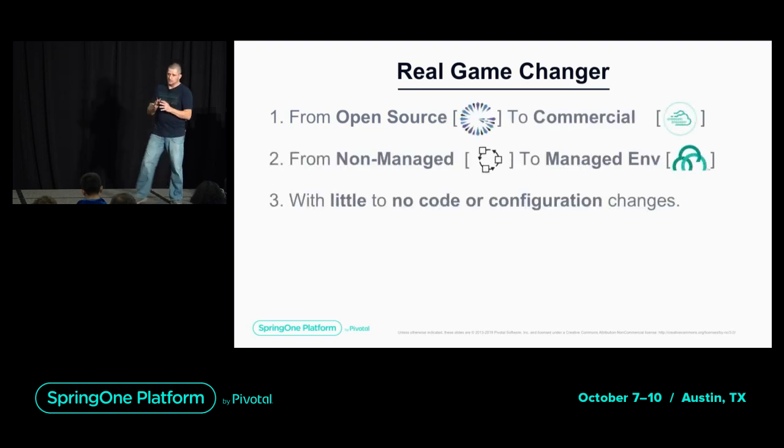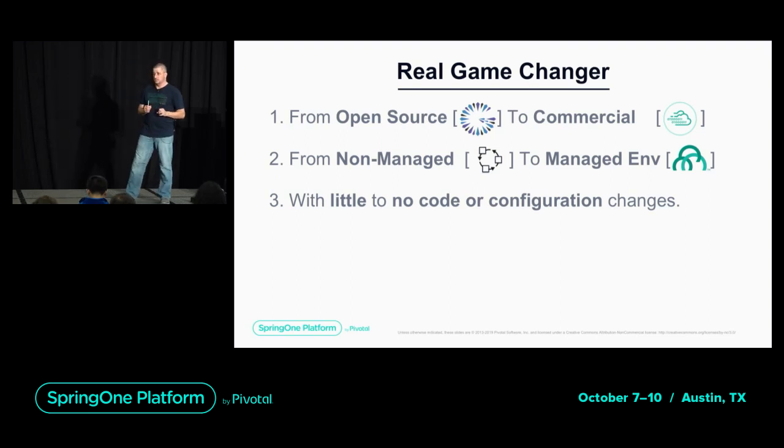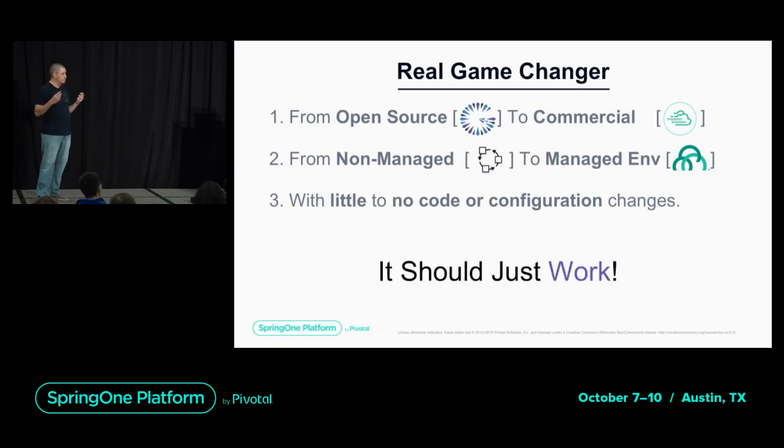Starting small, starting simple, and moving to something that's managed in the commercial space, like a PCC service instance, to move from a non-managed environment, maybe you're managing your own clusters initially, and then moving into a managed environment, and to do that with little to no code changes. Like you want that transition to be as seamless as possible. And it should just work. And you should be able to go the other way.